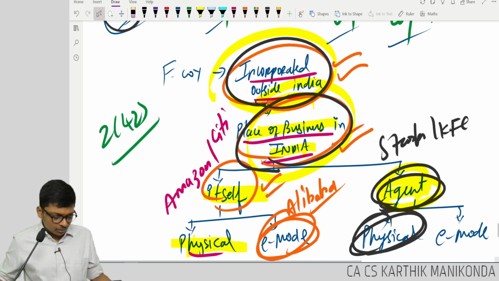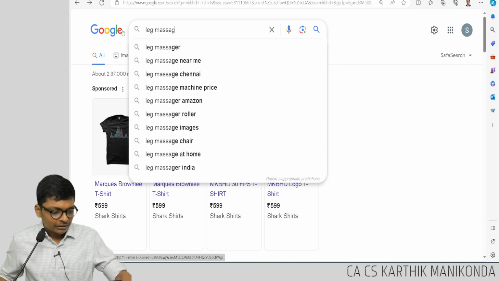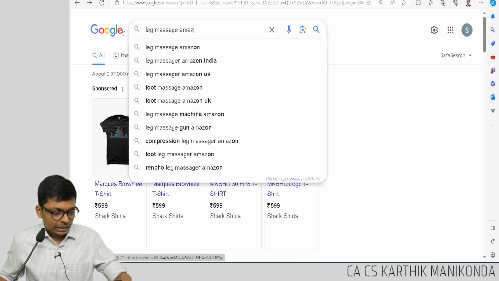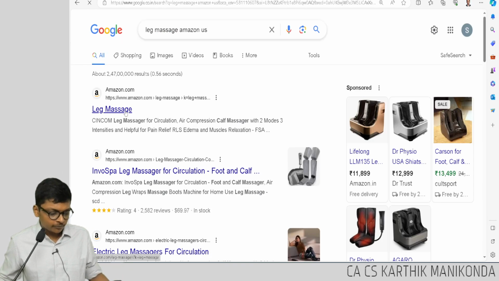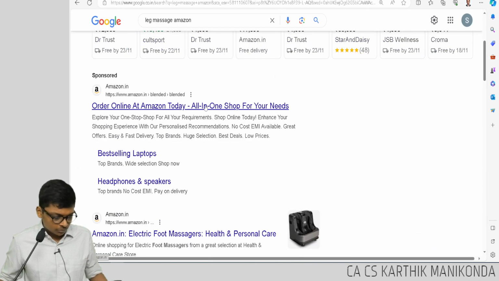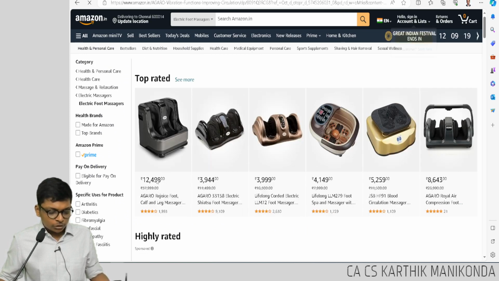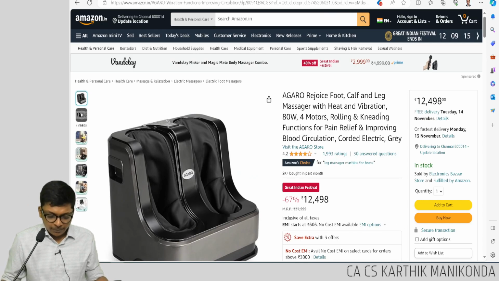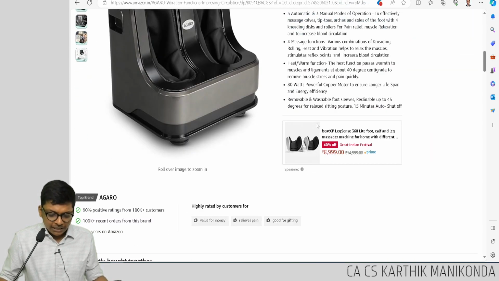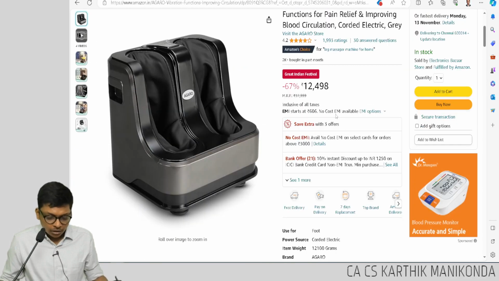Okay, let me show. For example, let's say I am buying a leg massager on Amazon US. If I just remove the US, it will still come. Okay, foot massager. I'm buying on Amazon, guys. You can see the price as some 12,000 rupees. I'm not going to buy, I'm just showing an example. Now, on Amazon, I can buy this. Have you ever seen who is the seller of the product on Amazon? That seller can be an Indian seller or a foreign seller. Correct? So, here who is the seller?